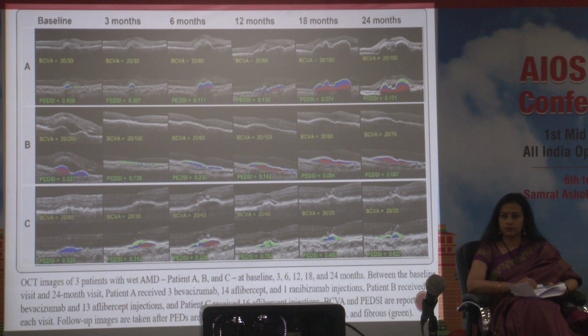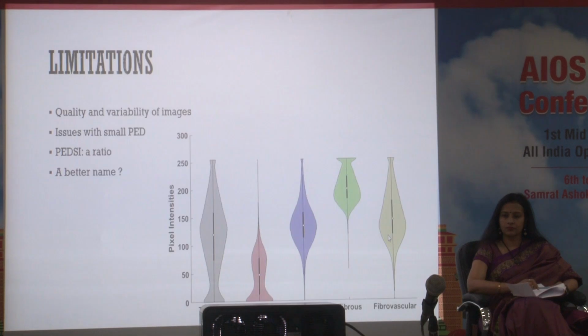These are some of the other patients. In patient A, over time the vision deteriorated over 24 months. The PEDSI, however, also reduced from 0.45 to 0.17. Patient B, we see that the vision increased from 20/200 to 20/70. Here the PEDSI was very minimal, 0.027 to 0.087. Patient C, there was an improvement in vision. PEDSI from 0.025 increased to 0.627, the green component shown in figure C.